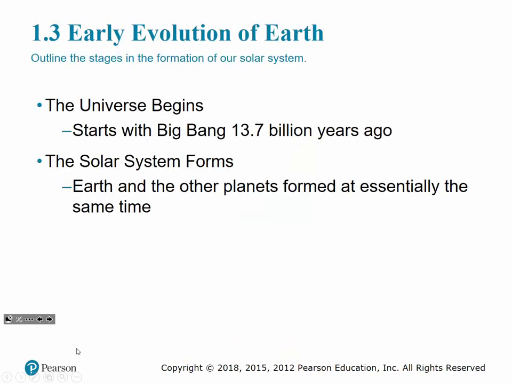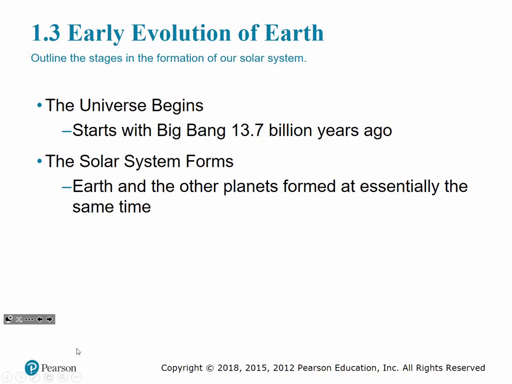Okay. Now moving on to this segment, the early evolution of Earth. Okay, the term to note here is the Big Bang, which explains the formation of everything, our solar system, other solar systems, all the galaxies, all the planets. That roughly began about 13.7 billion years ago.